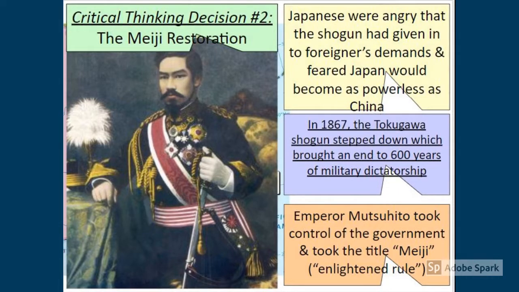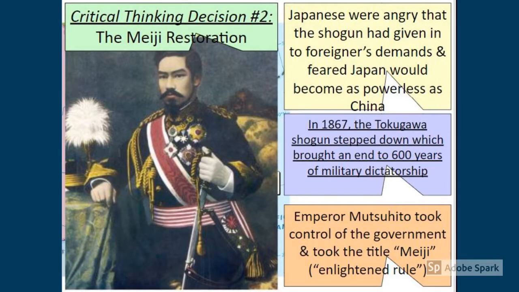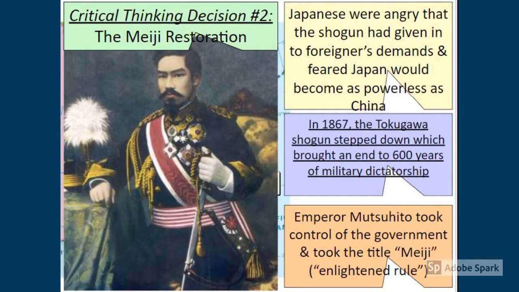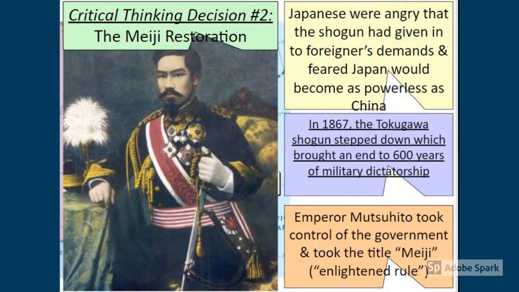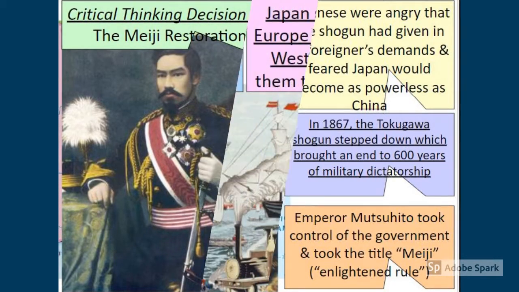In 1867, the Tokugawa shogun stepped down, which brought an end to 600 years of military dictatorships in Japan. But if you remember, Japan had always had an emperor and a dictator in power at the same time. So the emperor, a guy named Matsuhito, takes control of the government and gives himself the new title of Meiji, or the Enlightened Rule. I mean, look at the picture of him on the screen. Can you guess what he chooses to do?